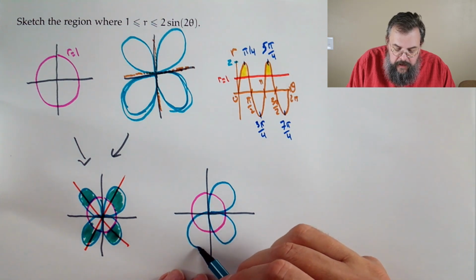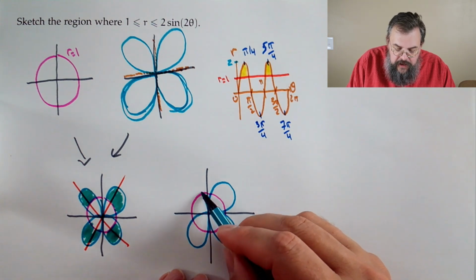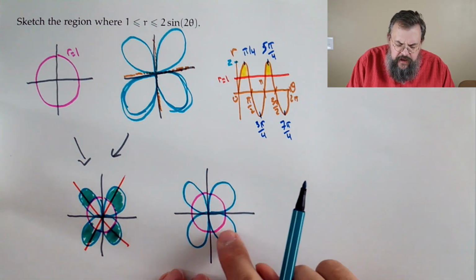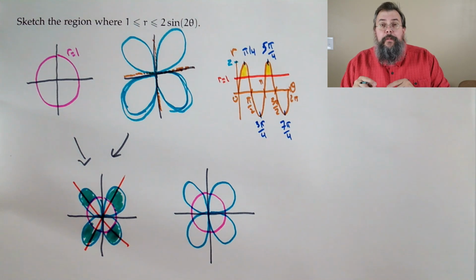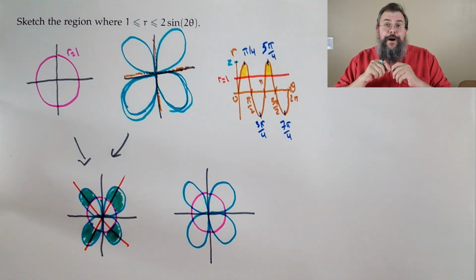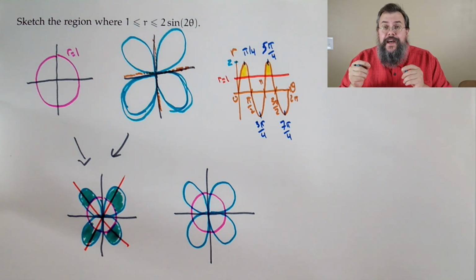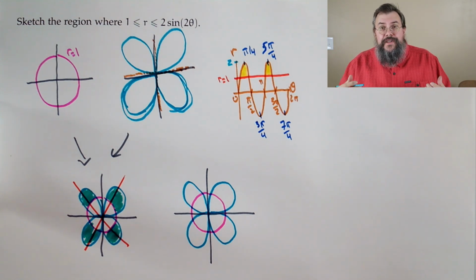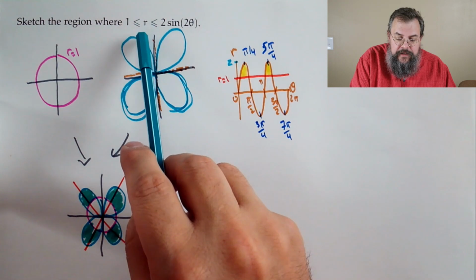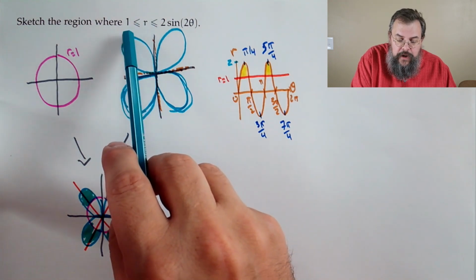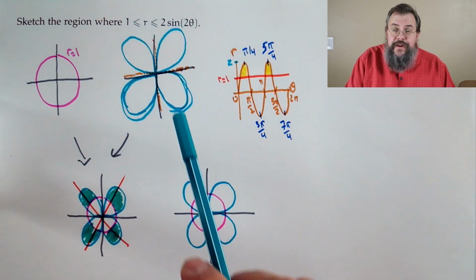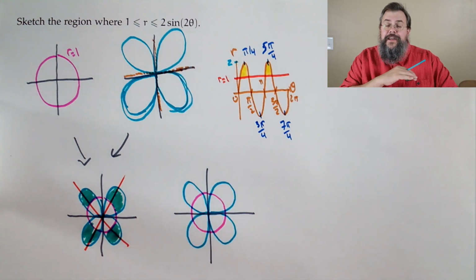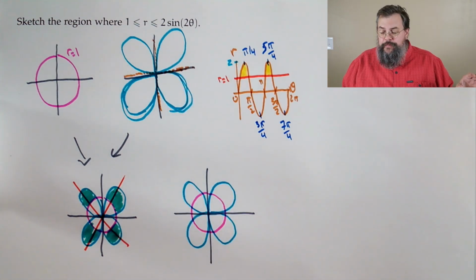And as we draw this, the key is that even though it looks like all these 4 are the same, remember, every other one, r is positive, and then every other one, r is negative. And only the positive ones are we going to have it be the case that 1 is less than or equal to 2 sine 2 theta. See, if 2 sine 2 theta is negative, it can't work at all.